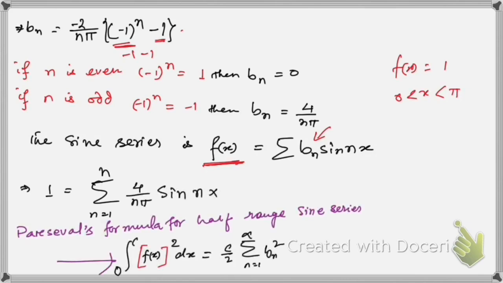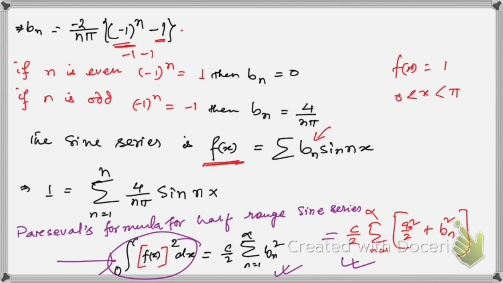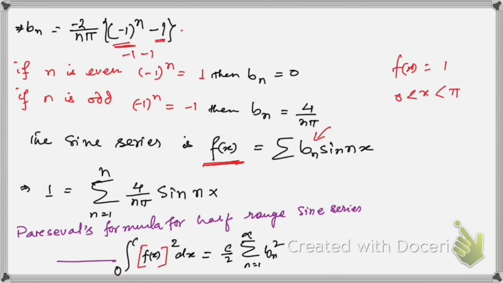And here is Parseval's formula for the half range sine series. We have discussed it in the last class already, but I made a mistake in the last lecture, so I have made the correction. I have mentioned it on the thumbnail of the last lecture. What was the mistake I made? Actually, I had written this, and this is not correct. This term should not be there. So a naught square by 2 should not be there. Hope you have understood.